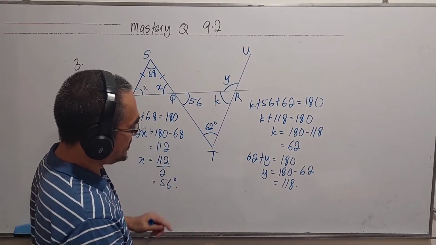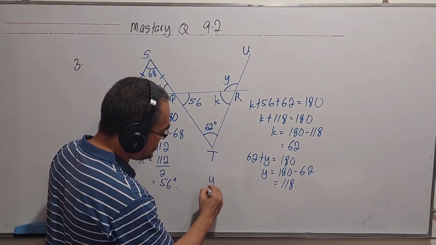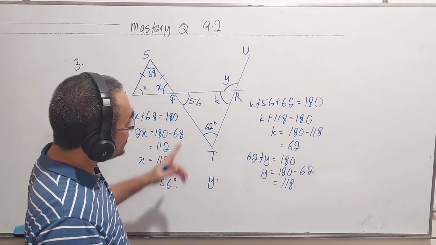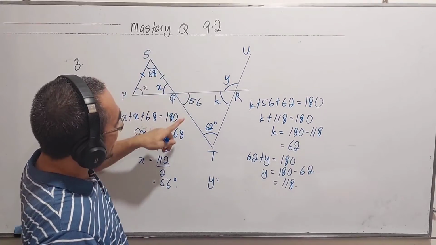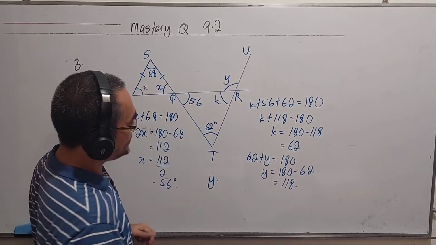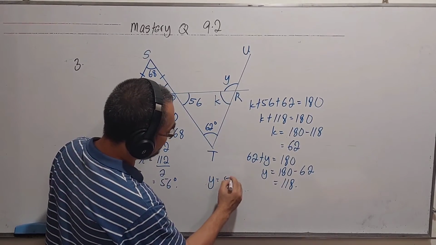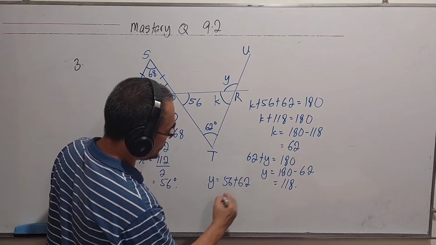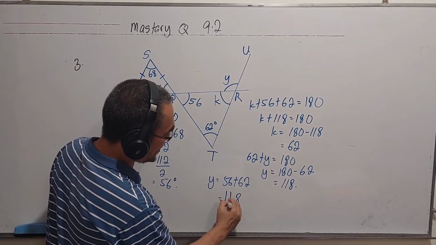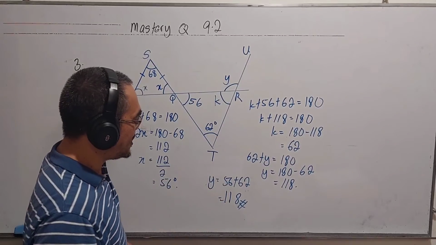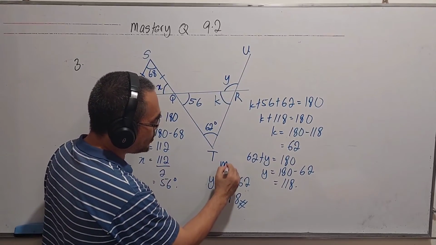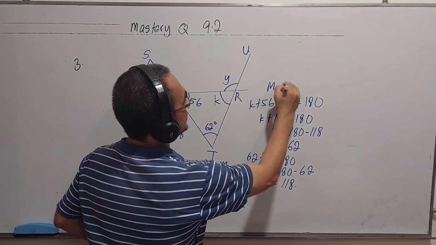So maybe you would remember Y is outside of this triangle, and then you just add these two. Y will be 56 plus 62, so 118. So that is the value of Y with method 1 or method 2.